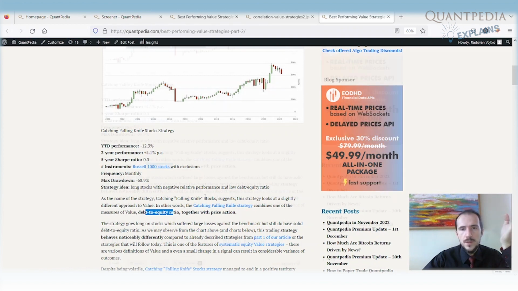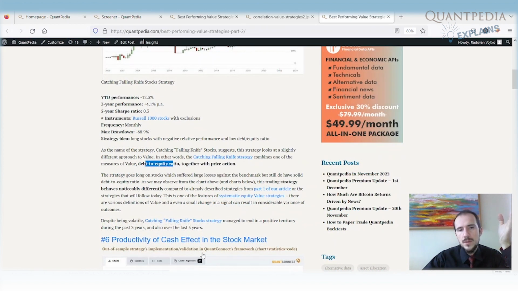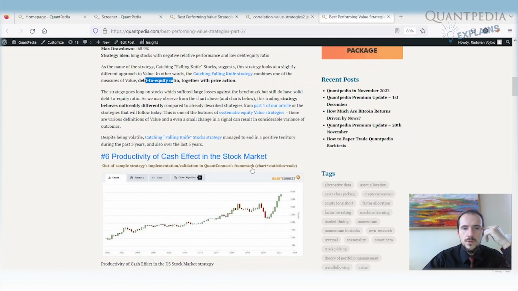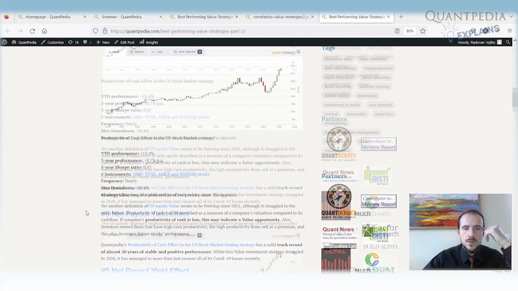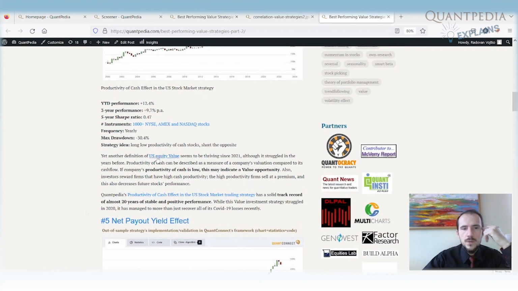We are going to buy them. It's a very volatile strategy, but it had a very nice performance during the last few years. And then we have a productivity of cash effect in the stock market. So what is the productivity of cash? If the company's productivity of cash is very low, it may indicate that it's a value opportunity. So it's a company that's slowly moving, it has very low productivity, but it means that it's also usually underpriced.